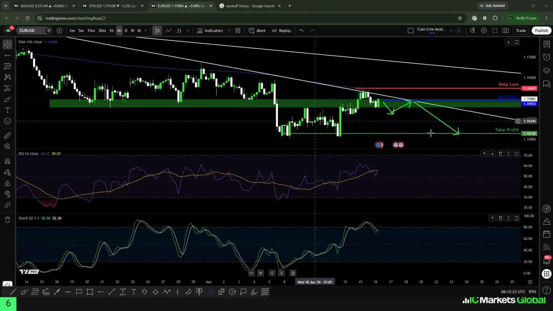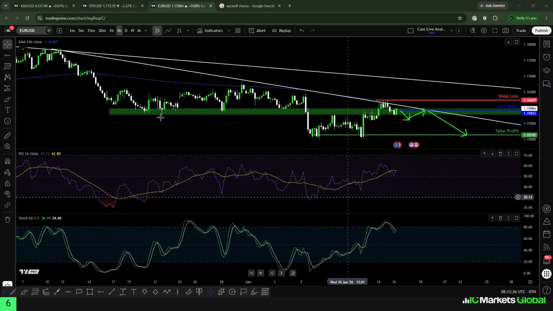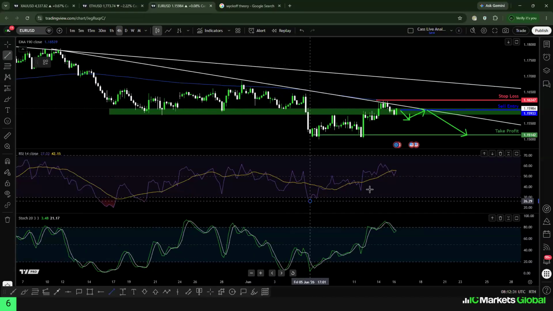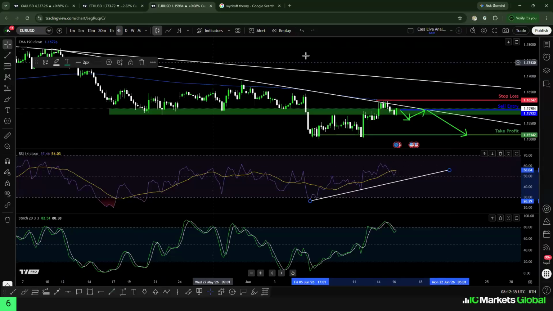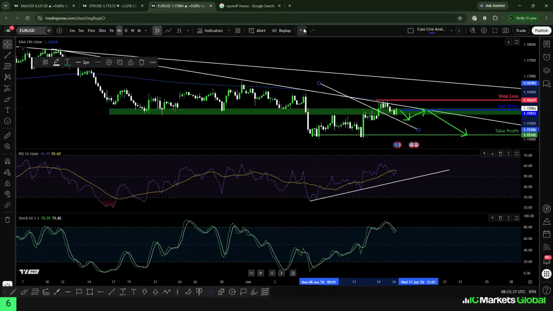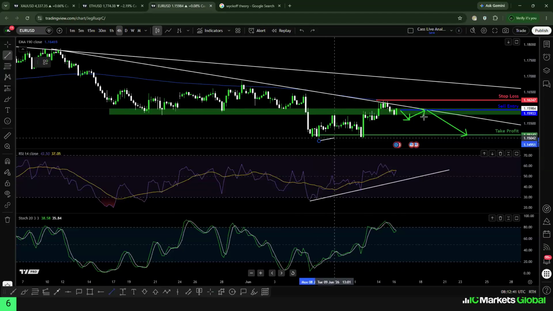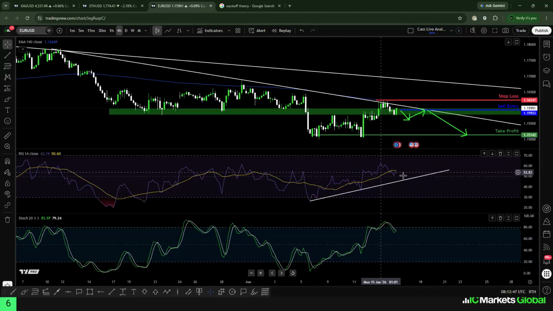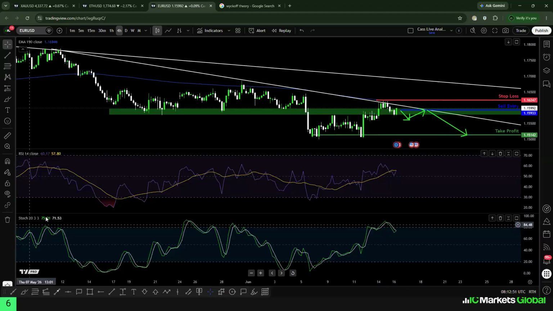Okay, where was I? I don't really see any divergence happening. This is not a divergence. I won't consider this a divergence. A divergence is when the oscillator is showing one direction and the chart is showing the opposite direction. But in this case, this is showing up, this is also showing up. This is very normal because it coincides. This is just an indication of a pullback, right? Pullbacks are totally normal. There's nothing wrong with a pullback.